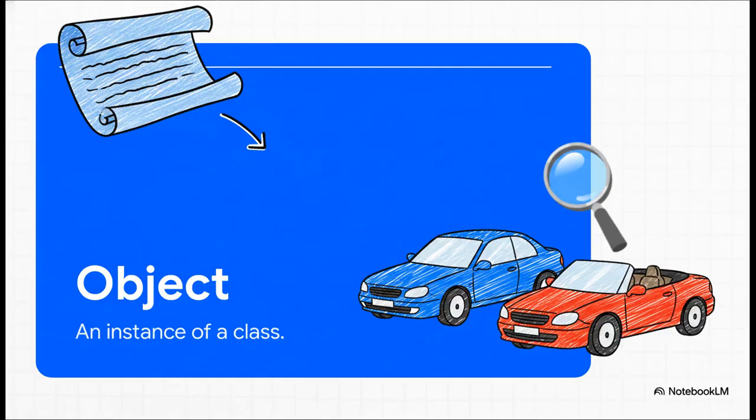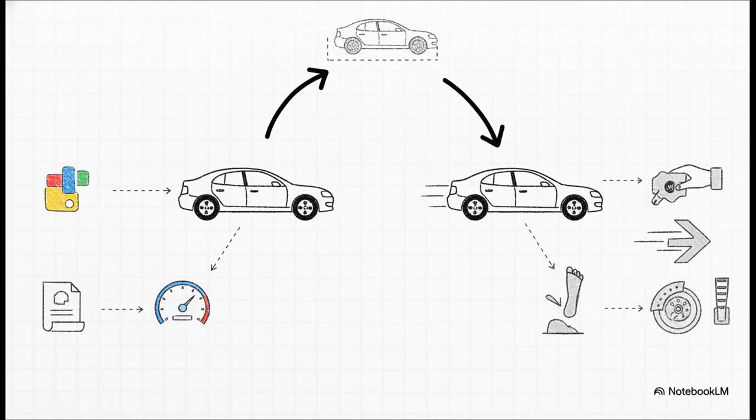And what about the actual thing you build from that blueprint? Well, that's what we call an object. So if we have a car class, my specific blue car is one object. Your red truck is another object. They're both built from that same car blueprint, but each one is its own unique individual thing. See how that works?